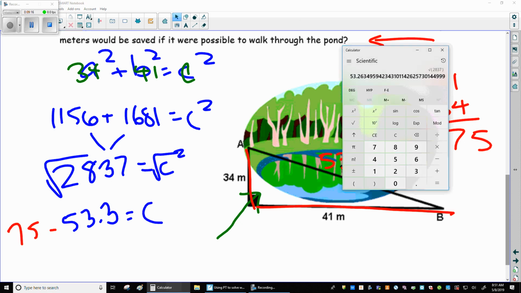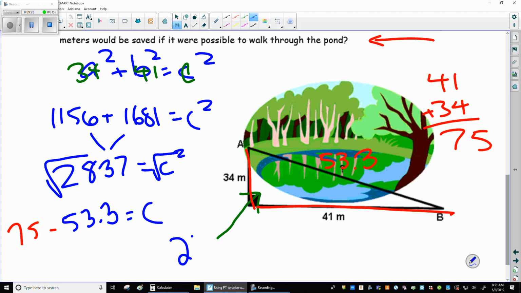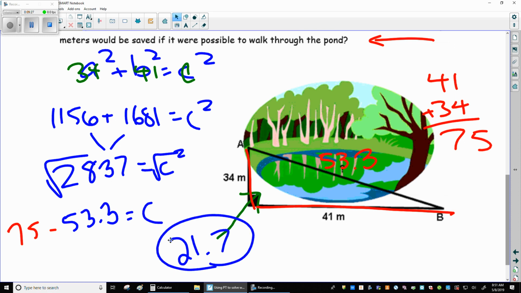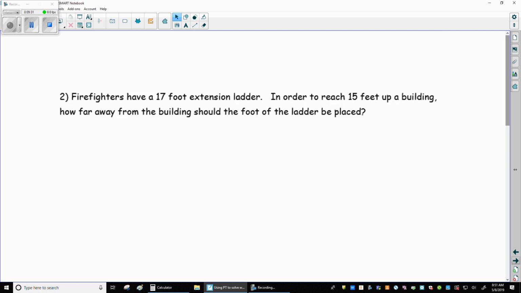So let's do it. And I end up getting 21.7. So again, I said on a quiz or a test, you guys are going to get a question like that. I think it's even the one dealing with the baseball one. So let's see this last one. I think this one is a little bit easier.